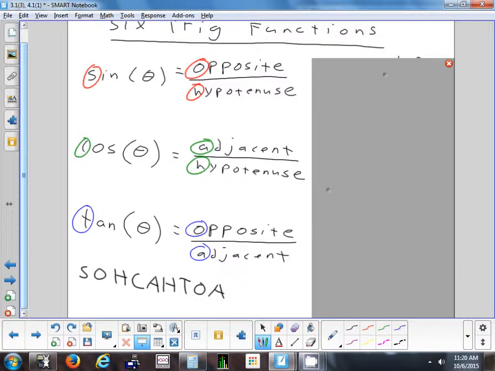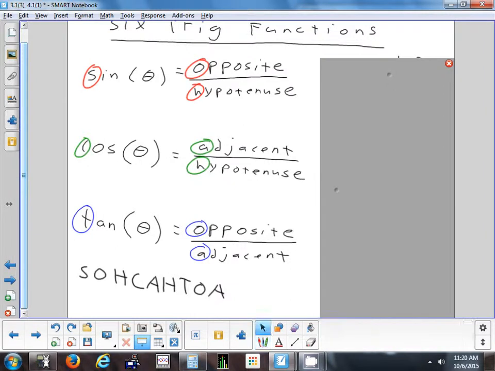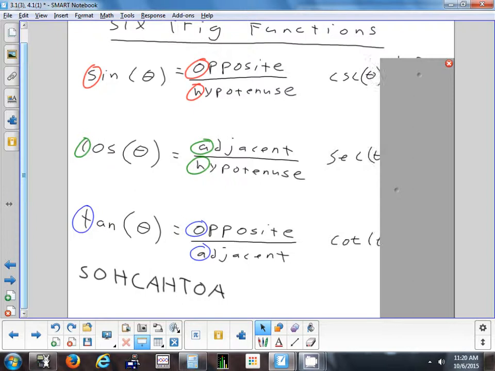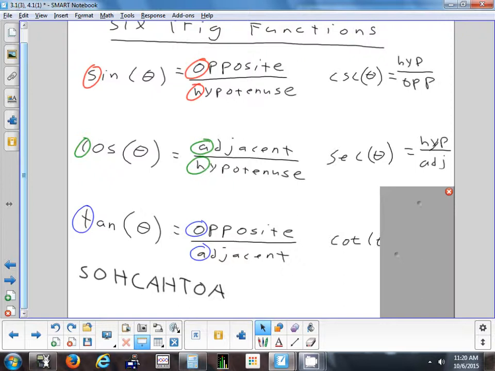SOHCAHTOA, not Sacagawea. And now, if you know those 3, and you remember what we did for unit circles, it's very easy to get the other 3. What do we do with each one of these? Yeah, we just flip them. So your cosecant is hypotenuse over opposite. Your secant is hypotenuse over adjacent. And your cotangent is adjacent over opposite. You just flip them.